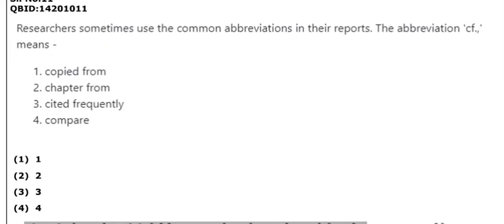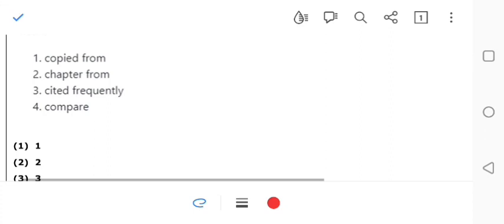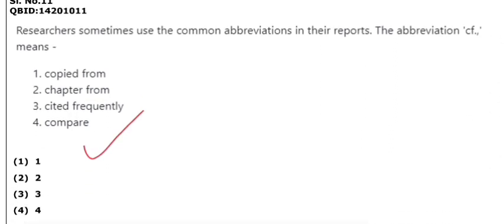Next question. Researchers sometimes use the common abbreviations in their reports. The abbreviation CF means what? Copied from, chapter from, cited frequently, compare. What will be correct? Okay, this will be compare, CF. Okay. Yes.